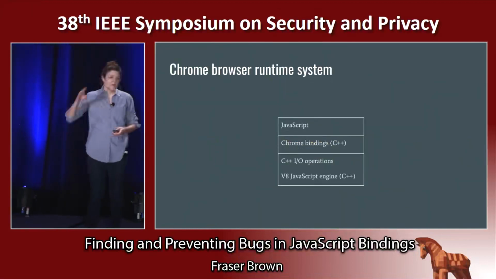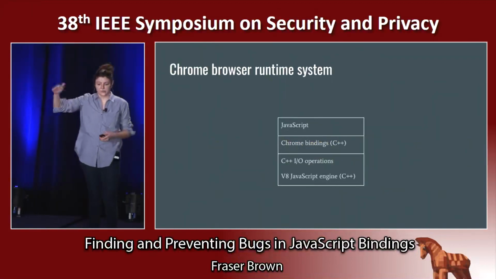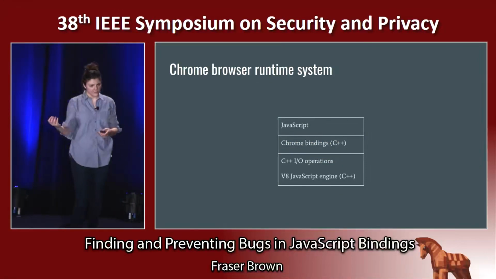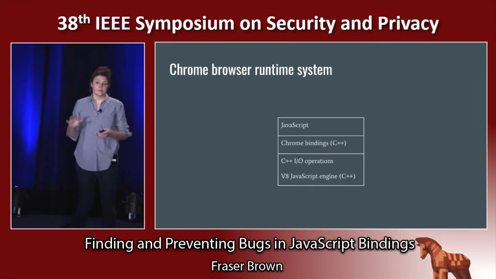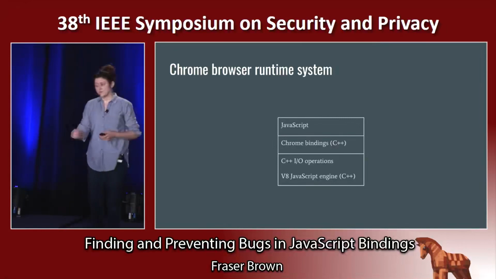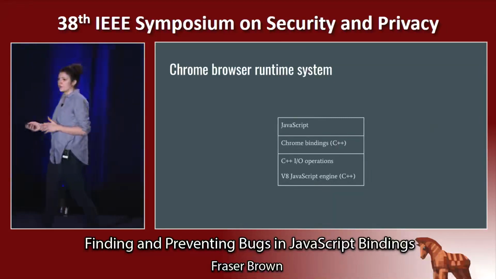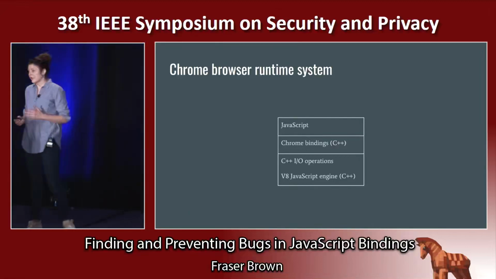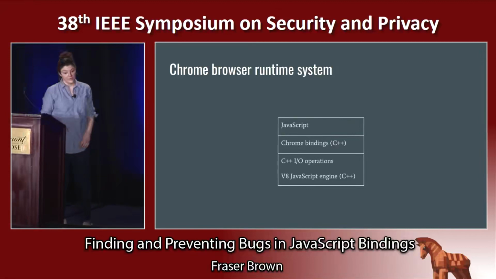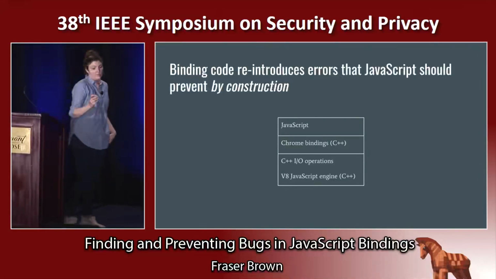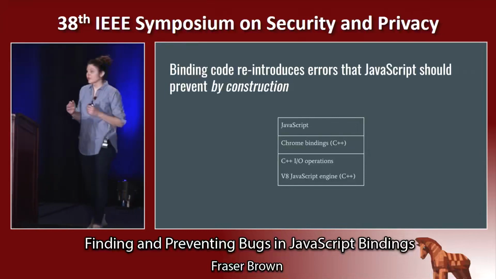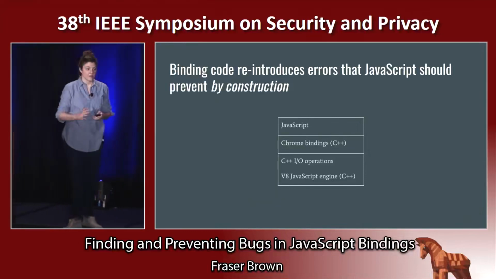So in the browser, what that means is we have our web page JavaScript that's talking to our browser C++ bindings, and that's on top of the browser JavaScript runtime. So okay, now we can work with JavaScript with the file system and in the browser. This is all great, but of course, as always, there is a problem. And that is that binding code reintroduces whole classes of errors that the JavaScript language should prevent by construction.